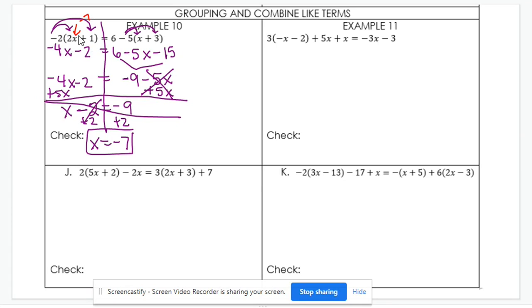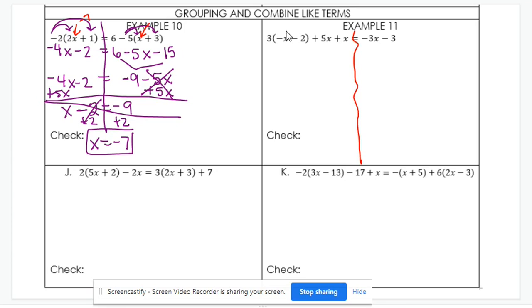So negative 7 times 2 is negative 14, plus 1 is negative 13, times negative 2 is 26. And then on the right, you do 6 minus 5, open parentheses, negative 7 plus 3, so that's 4 times negative 5 is negative 20 plus 6. Okay, so you should get the same on both sides. I'm just trying to quickly do it in my head, but use your calculator for your checks.